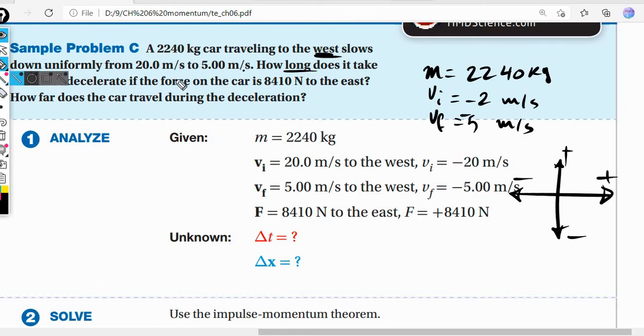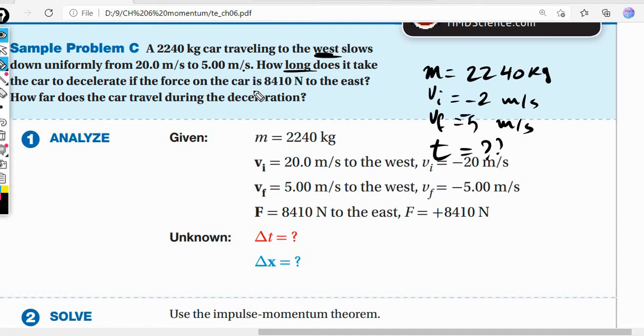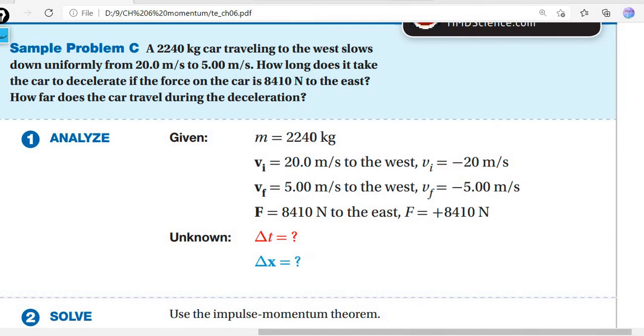How long does it take to decelerate? If the force on the car is 8410 N to the east, he wants the time T, and since F equals 8410 to the east, it means positive. Be careful about the direction, please. Then, how far does the car travel during the deceleration? He means distance, guys. He wants the distance also. Now let's answer this problem quickly.